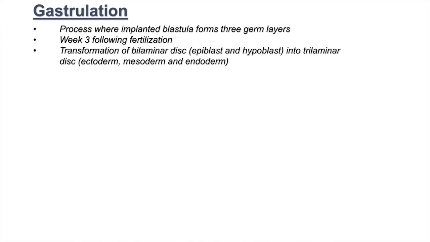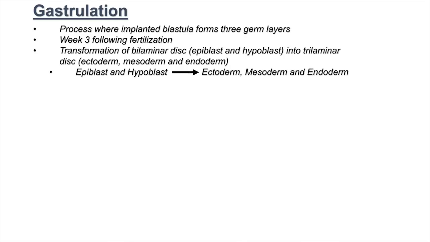Now, gastrulation occurs during the third week following fertilization of the egg. And it is a transformative process whereby a bilaminar disc comprising epiblast and hypoblast cells, so two layers, gets transformed into a trilaminar disc comprising ectoderm, mesoderm, and endoderm. So ectoderm, mesoderm, and endoderm are these three germ layers. We'll talk a bit more about what they will become later on.